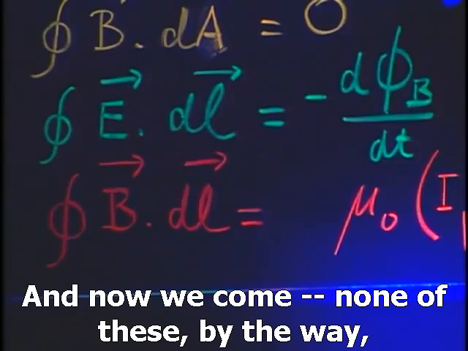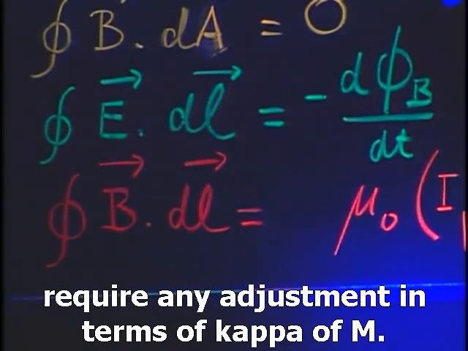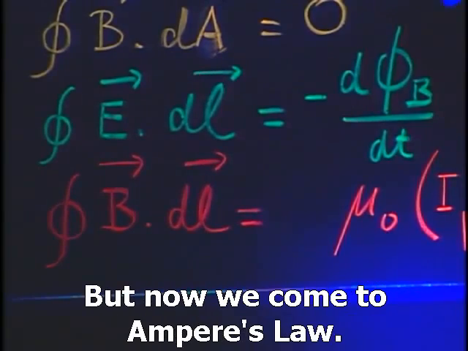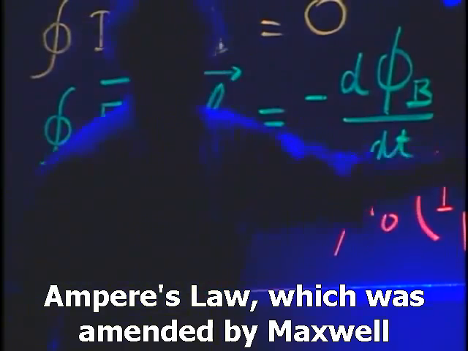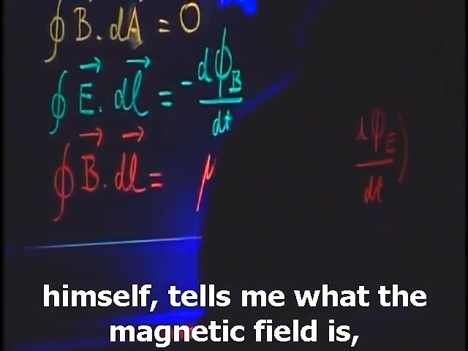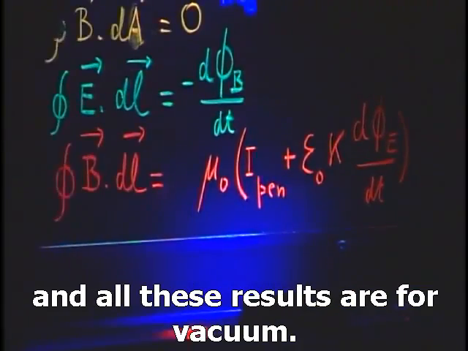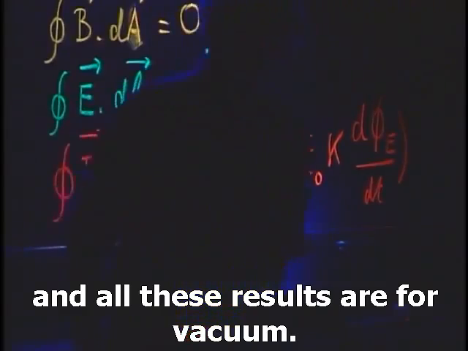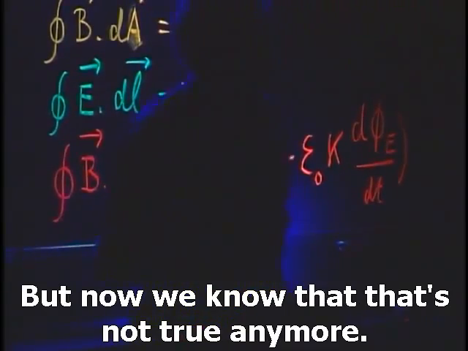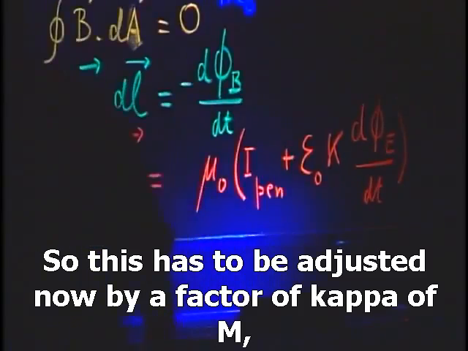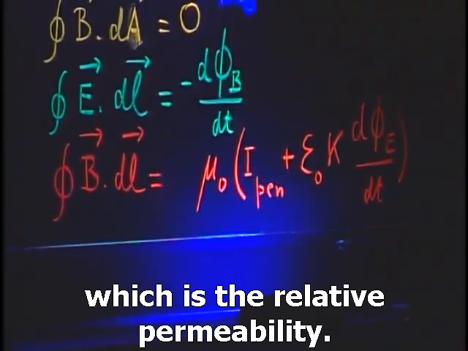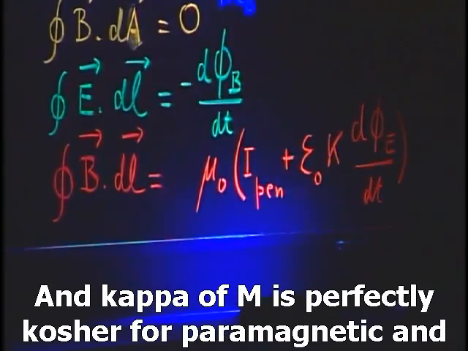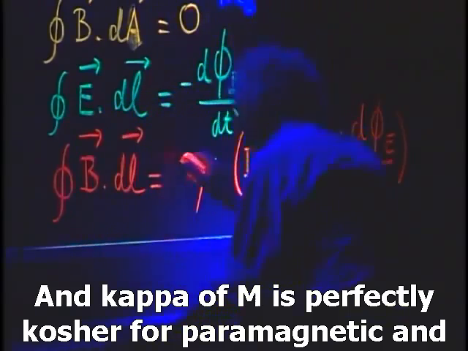But now we come to Ampere's law. Ampere's law, which was amended by Maxwell himself, tells me what the magnetic field is, and all these results are for vacuum. But now we know that that's not true anymore. So this has to be adjusted now by a factor of kappa of m, which is the relative permeability. And kappa of m is perfectly kosher for paramagnetic and diamagnetic materials. There's never any problem there.